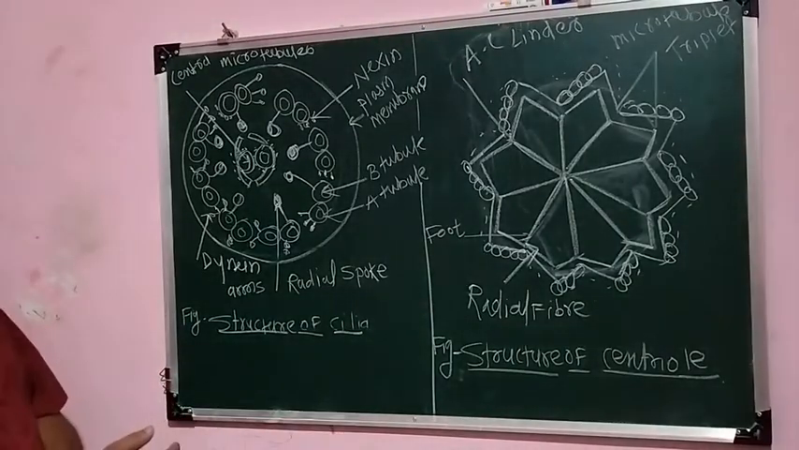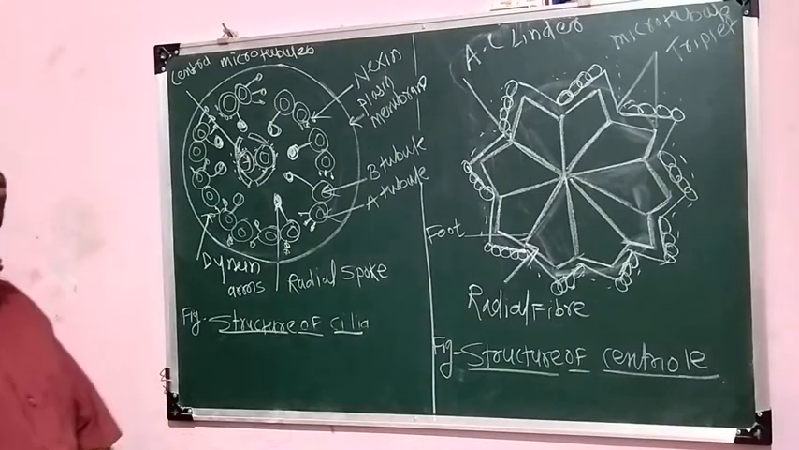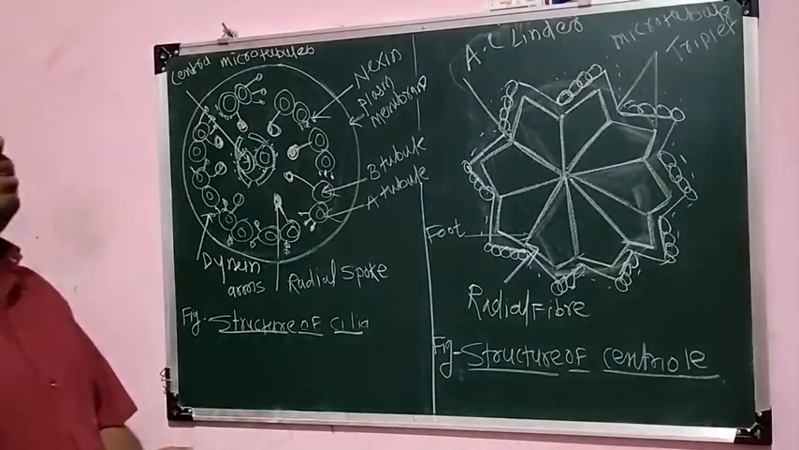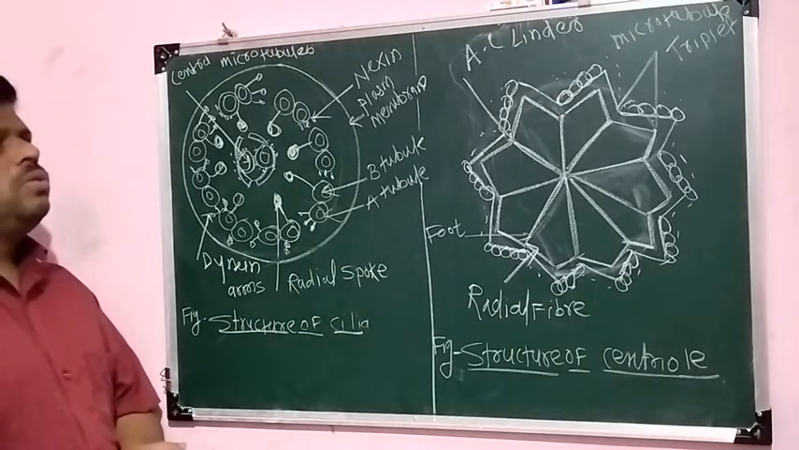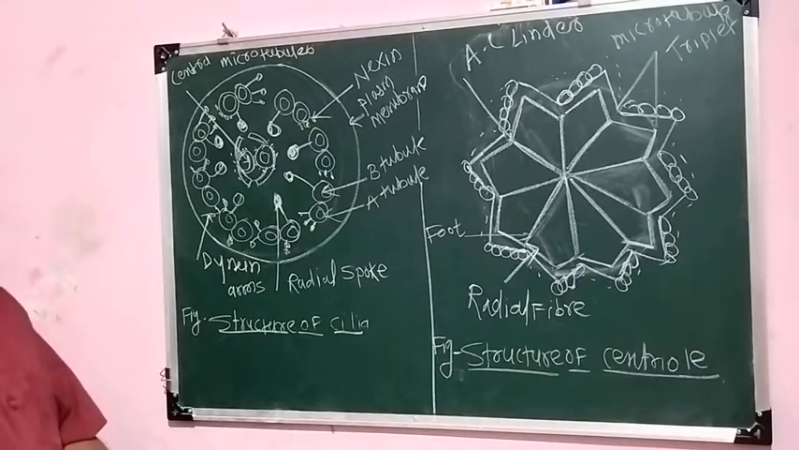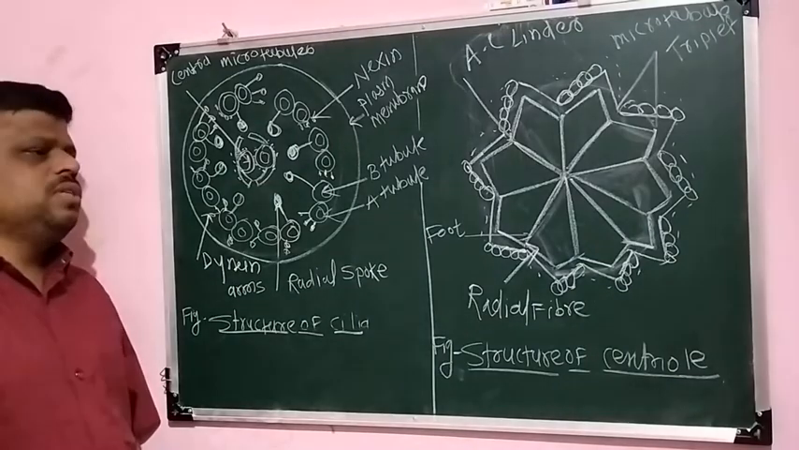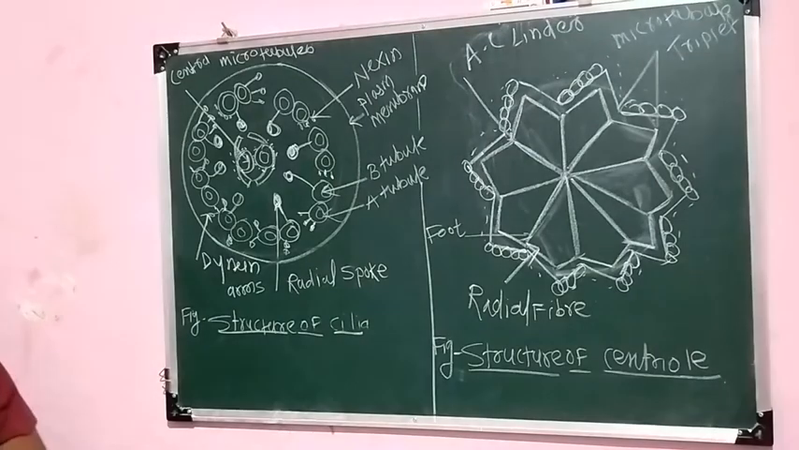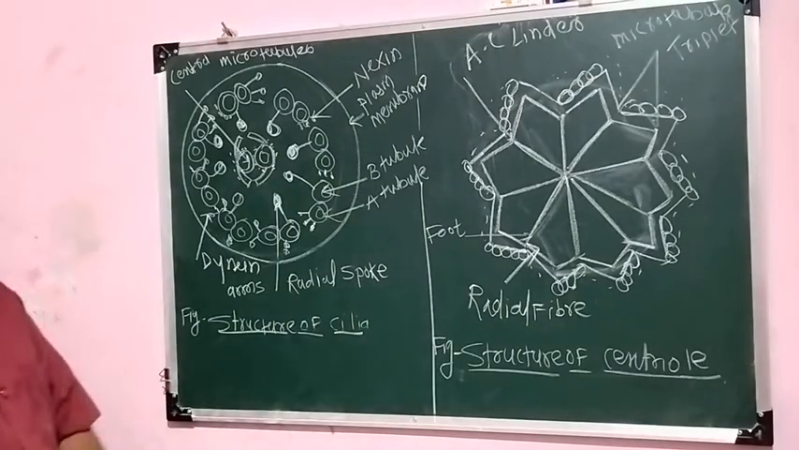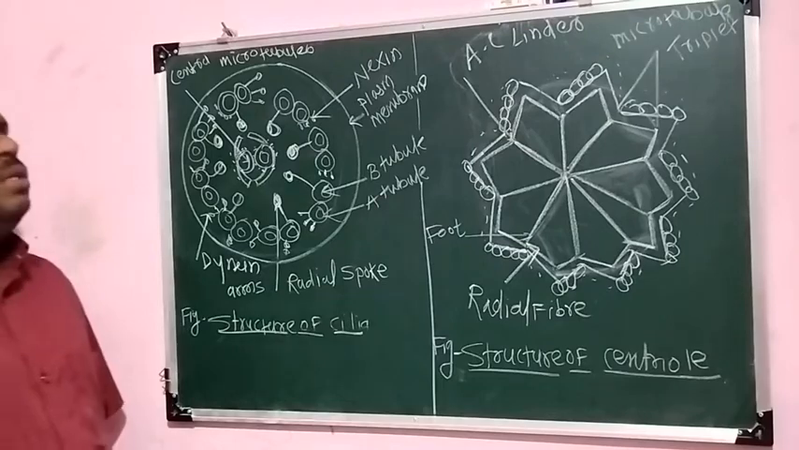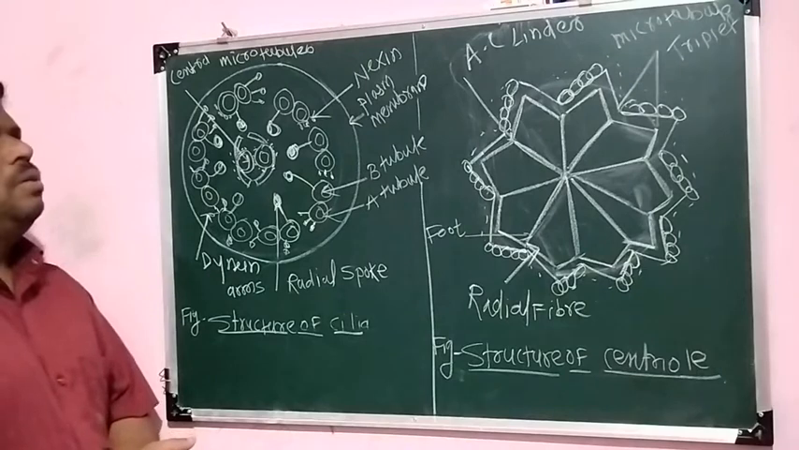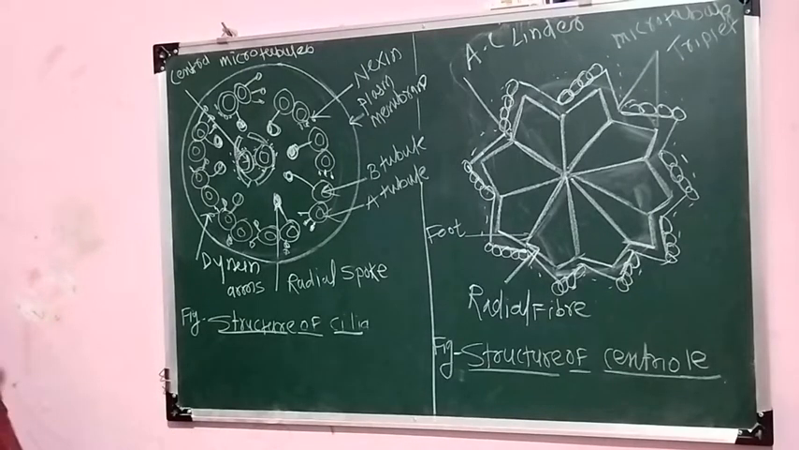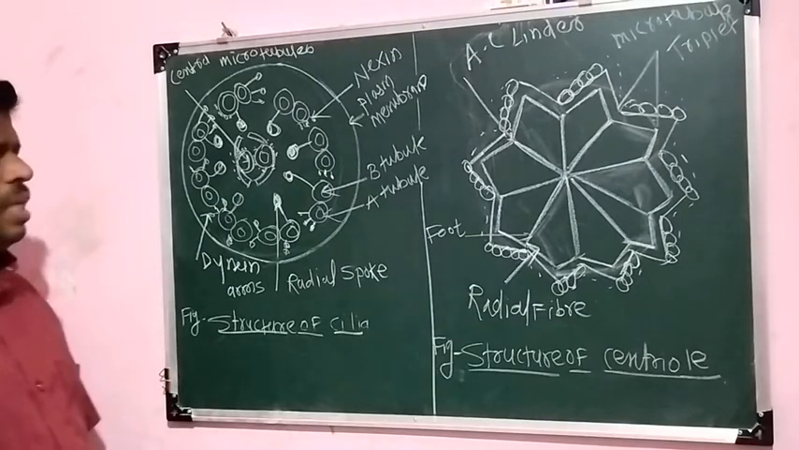Okay, students, today you are going to study the last few points of this current topic, cell structure and organization. Today you are going to study cytoskeleton, cilia, flagella, then the centrioles and the centrosomes. These are the points you are going to study in this last lecture. First, the structure of cilia, which is here.